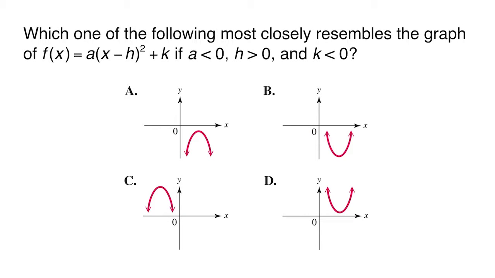Which one of the following most closely resembles the graph of f of x equals a times (x minus h) squared plus k, if a is less than 0, h is greater than 0, and k is less than 0?